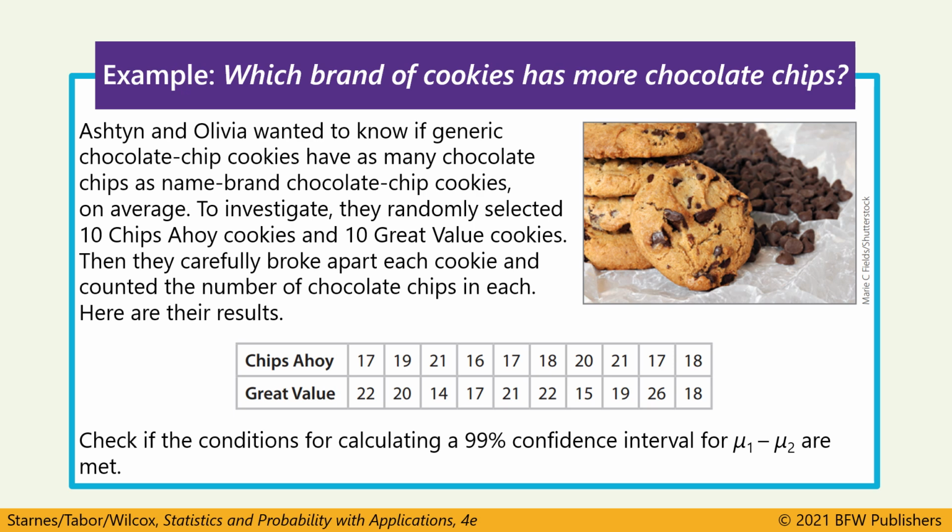In our example problem, Ashton and Olivia wanted to know if generic chocolate chip cookies have as many chocolate chips as brand name chocolate chip cookies. They take a sample of 10 of each. We have Chips Ahoy and then Great Value cookies. They count the chips in each cookie, the numbers are here, and we're going to make a 99% confidence interval for the difference in the mean number of chips in these two brands.